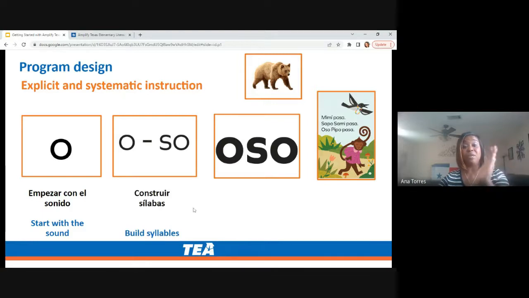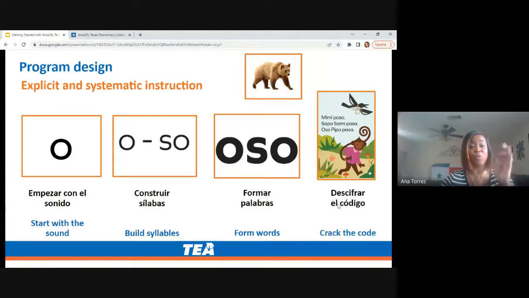Then we're building those syllables, construyendo sílabas. In this example, we have o, so. As we are explicitly and systematically teaching, we're now moving on to forming those words, formar palabras. In this case, we started with the vowel sound of O, building that with the syllable o, so, forming that word oso.